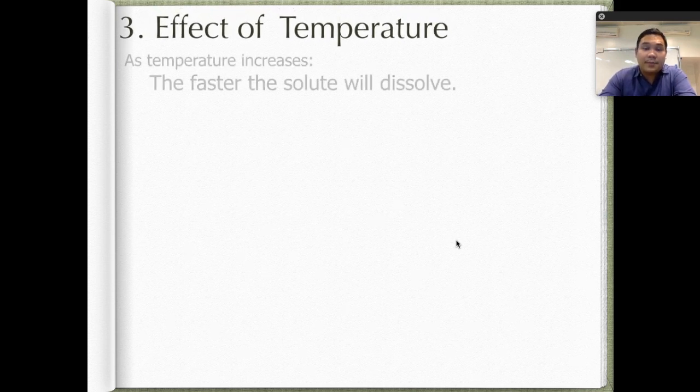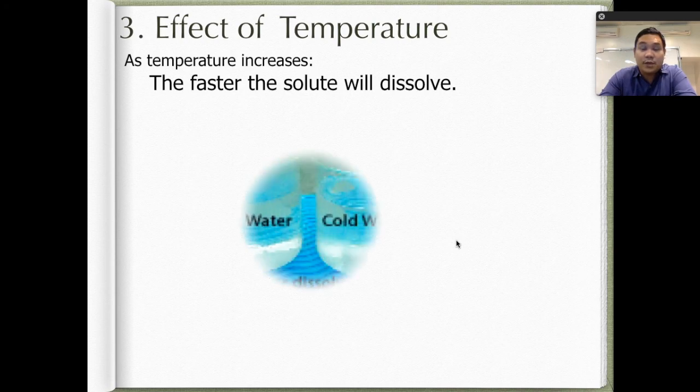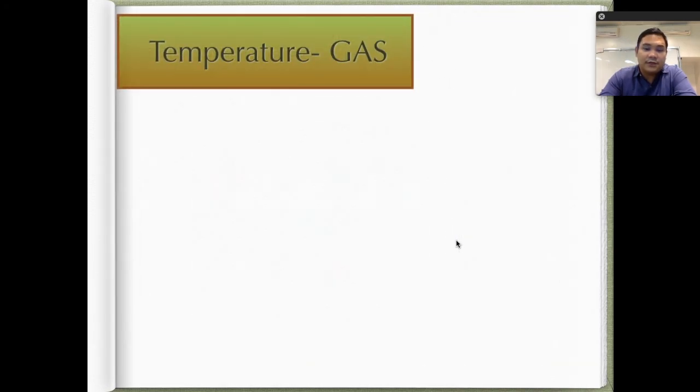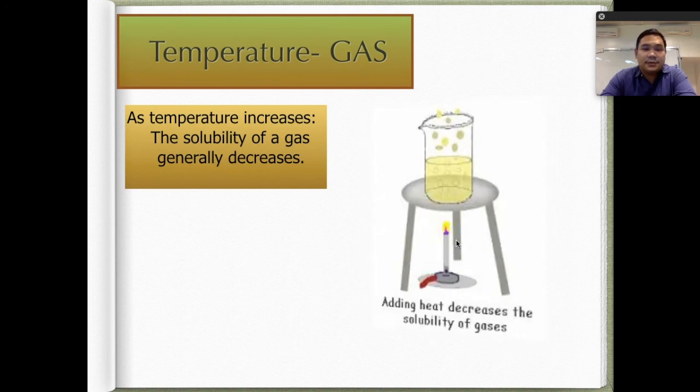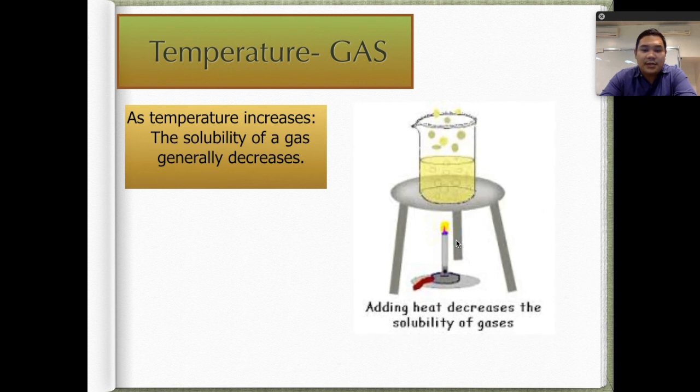Next, effect of temperature. As the temperature increases, what will happen? The faster the solute will dissolve. Let's say, for example, we have hot water and cold water. That's why we use hot water when making coffee. Now, how about for gases? As temperature increases, the solubility of a gas generally decreases. So adding heat decreases the solubility of gases.